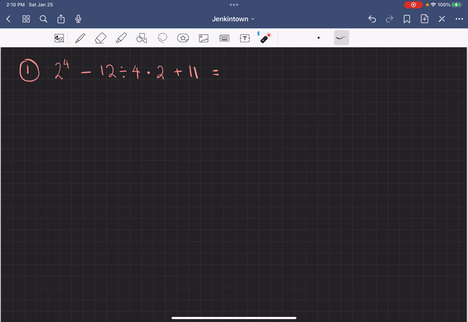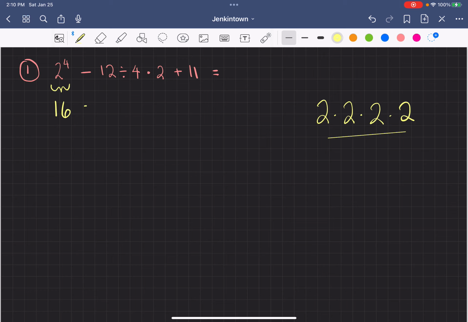we have exponents here. We also have division, multiplication, no parentheses though, so we're going to start with exponents. Everything else we will rewrite it. So 2 to the power 4, that's 2 multiplied by itself 4 times, right? So 2 times 2 is 4, 4 times 2 is 8, 8 times 2, that is 16. So 16 minus, I'm just going to rewrite everything.